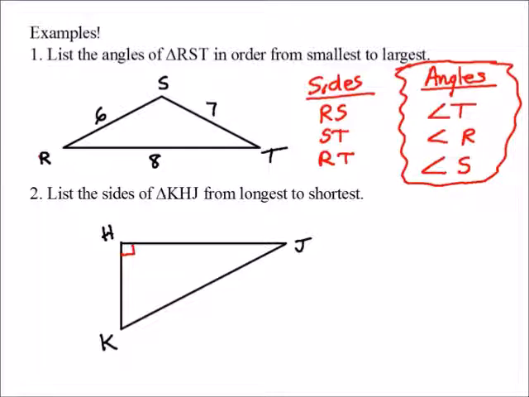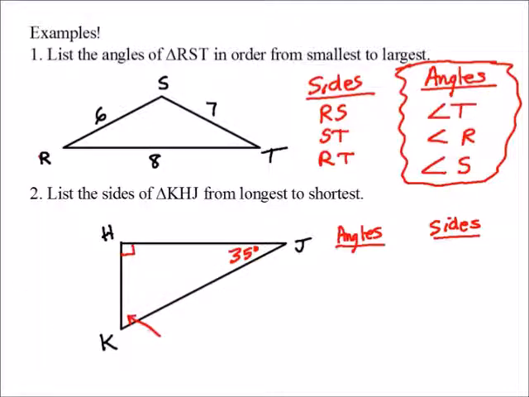Likewise, let's put like 35 in here. So, list the sides of triangle KHJ from longest to shortest. Let's do angles first, and then we're going to do sides. First and foremost, I want the largest angle. But first and foremost, we have an angle missing right here.